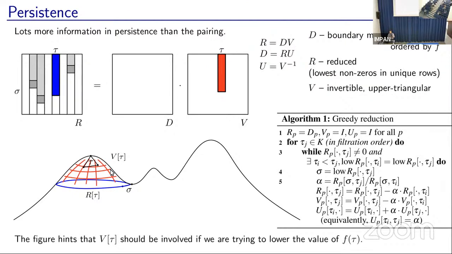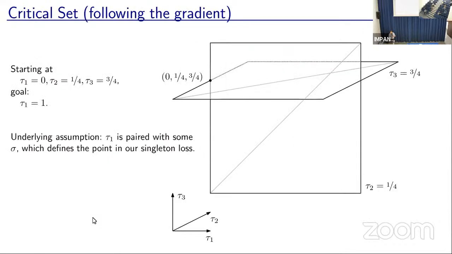Now, in general, you should be very suspicious of this kind of intuition, because things that are true in codimension one or in dimension zero never generalize to anything. But in fact, if there's only one thing you remember from this talk, it should be this: it does generalize. It's always the case that the things that you need to move are going to be exactly the column V of tau, or maybe U of tau, depending on the situation. In some sense, this picture does generalize to arbitrary dimension. So let me explain what I mean by this.